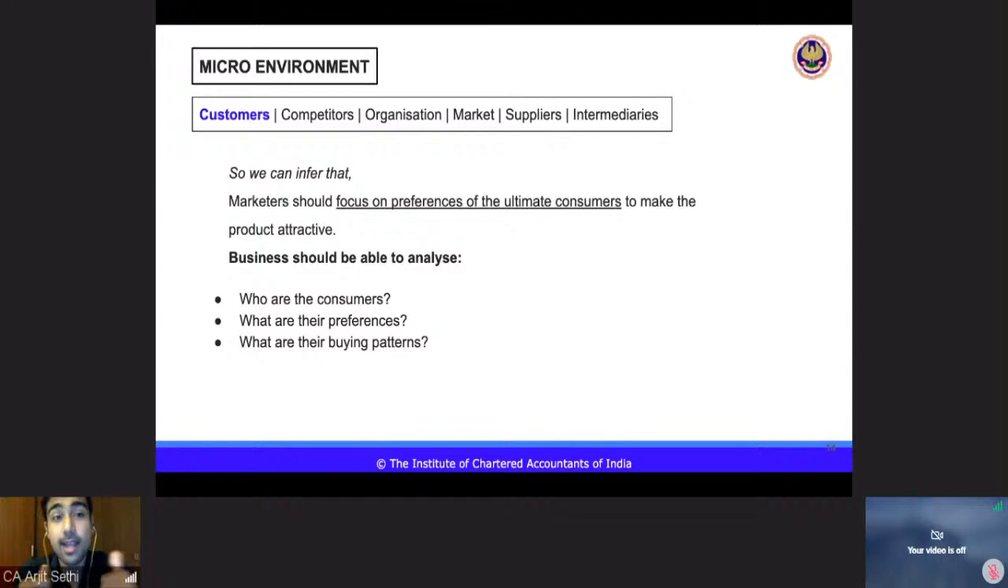So this is customer in the microenvironment, right? We're talking about the microenvironment for a business, components which are very close knit to the business. What do we have to be careful about when we are studying the microenvironment? If we are studying the customer, then we have to see who are the consumers. When we're talking about customers, he is the person who will buy, but we have to be more careful about who is the consumer, what are their preferences and what are their buying patterns, right?